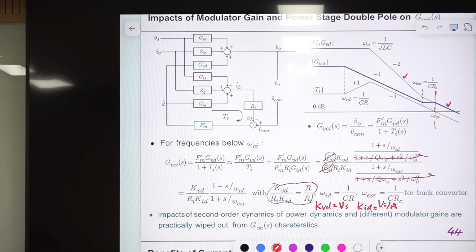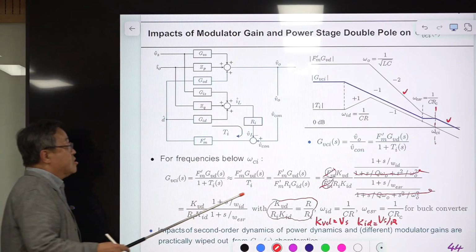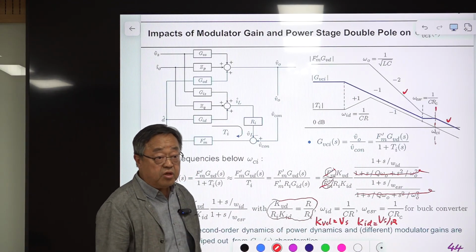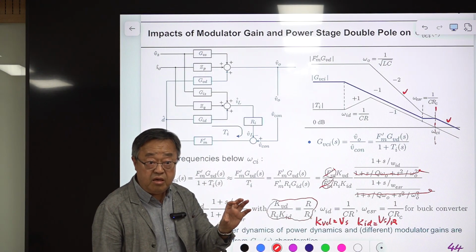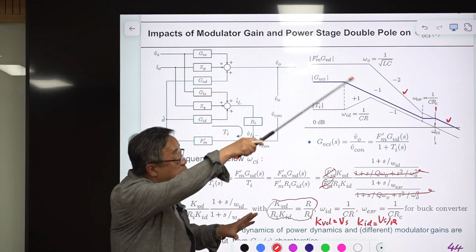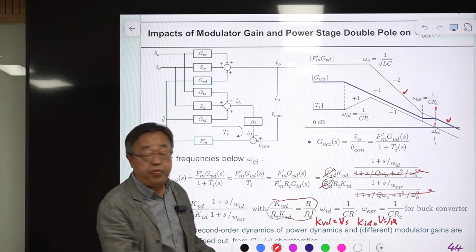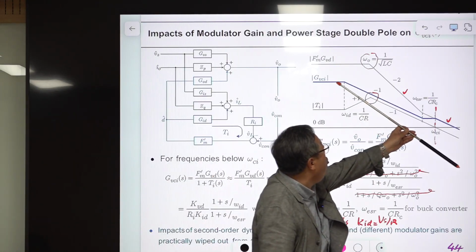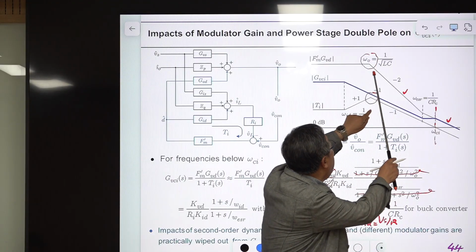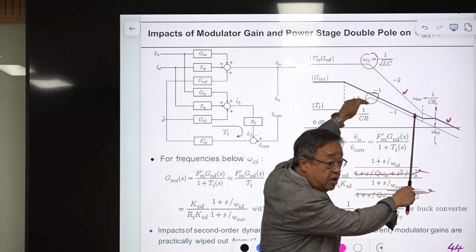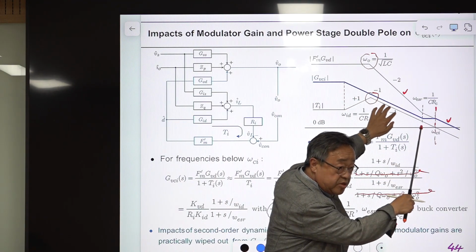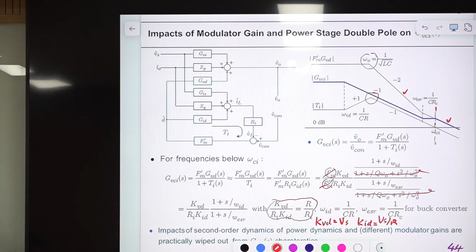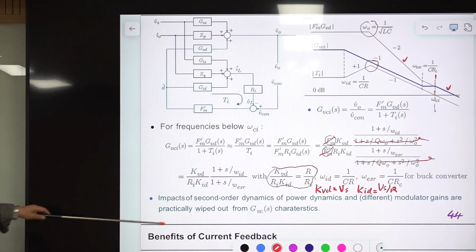And another thing is, because of the cancellation of this, what happened? The second order dynamics of the power stage are gone. In the voltage mode control, the loop gain showed peaking. Double pole was here. But in current mode control, there is a second order term here, and there is a second order term here. They cancelled, in a manner that generates only this -1 slope. If they had the same shape, then that would be a horizontal line, right? Because they have different shapes, it reduced to this -1 slope. So you should understand that the impact of second order dynamics and the different modulator gains are practically wiped off.